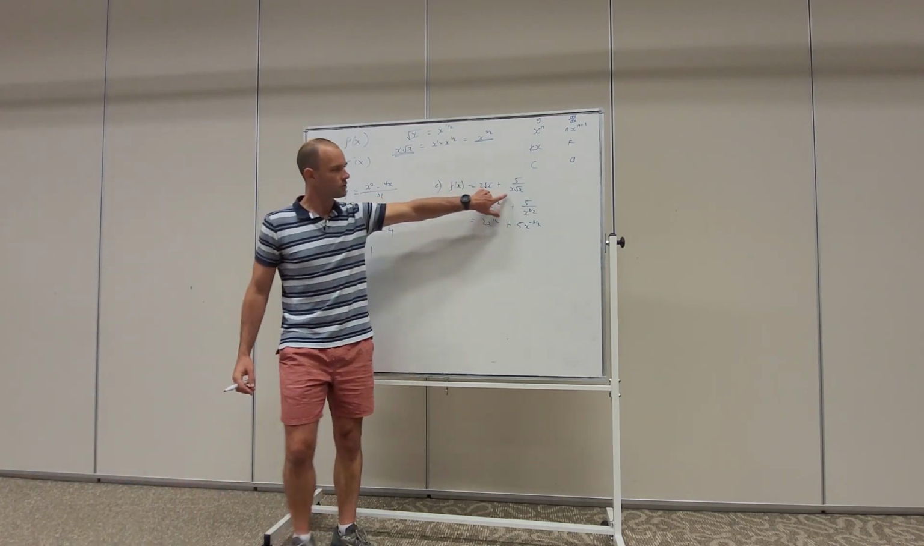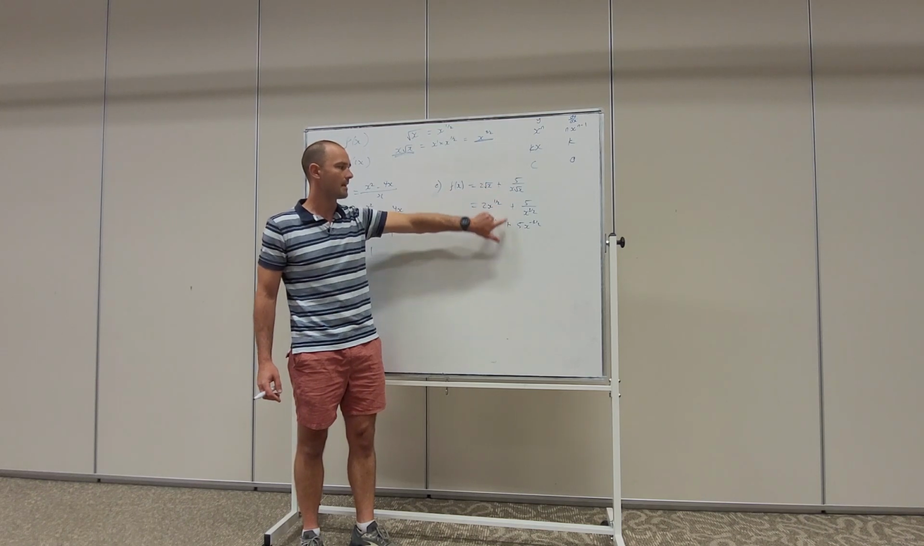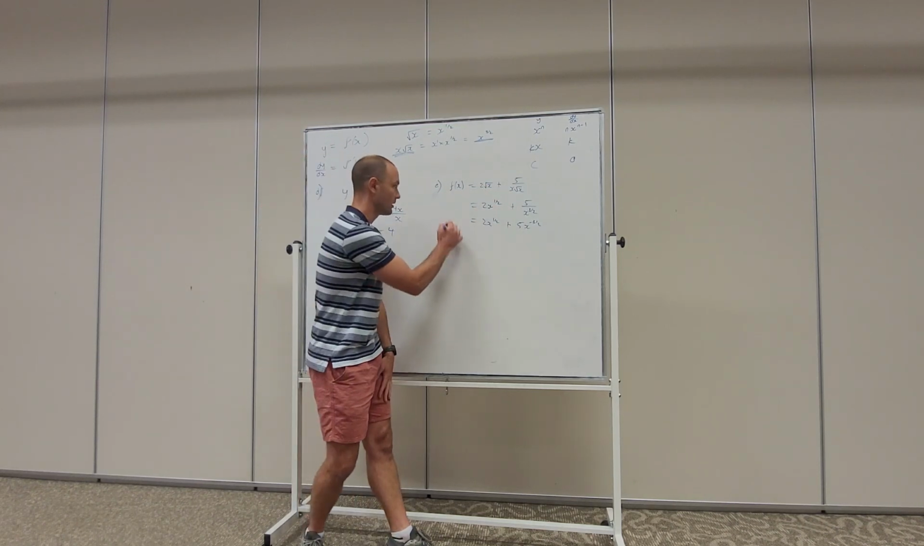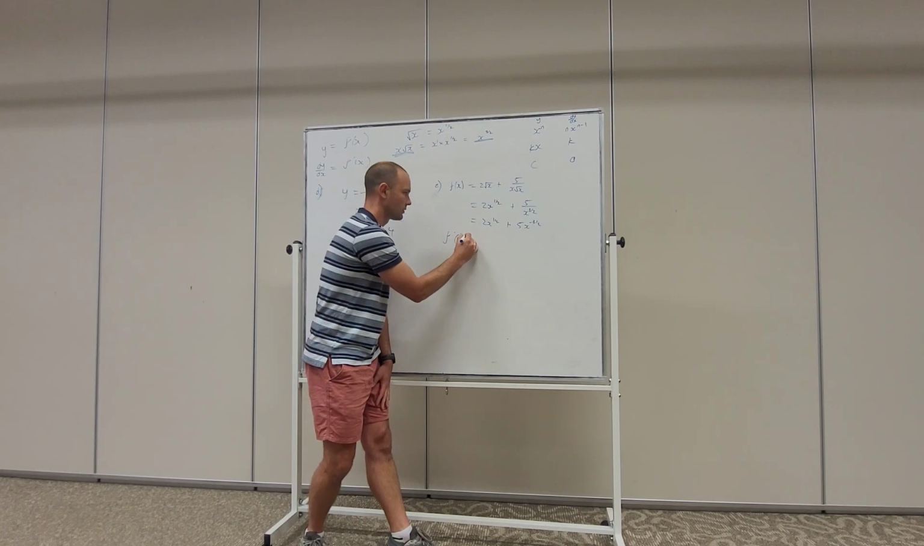Okay, so here's our function. This is one way of writing it. Here's another way of writing it. Here's another way of writing it. All of these are the same thing. Now we can differentiate. So we go from f of x to f dash.